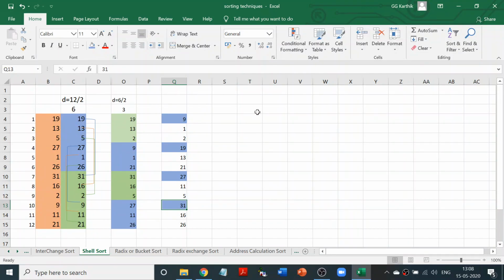So we have not done that completely. We only did it partially. So we are going to completely do it. How am I going to do that? 19, 9, 19, 27, 31 is there. So it is already sorted. So there is no issue. When I compare all the ones, I see that it is already in the sorted order.